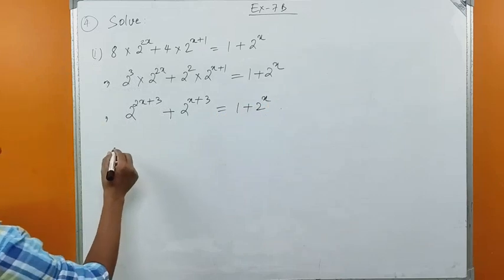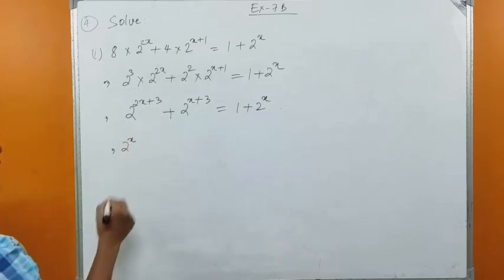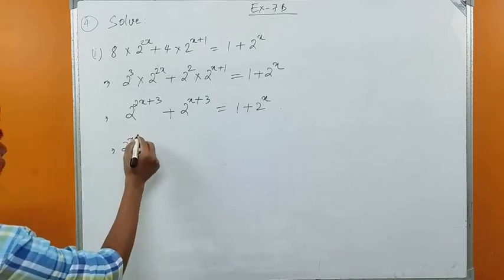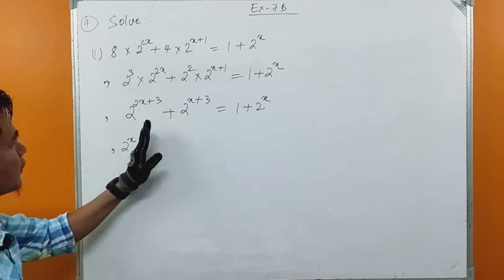Okay. Or let us take the common 2 to the power x. If I take the common 2 to the power x, what I have is 2 to the power x plus 3.